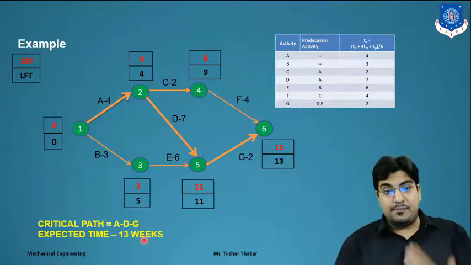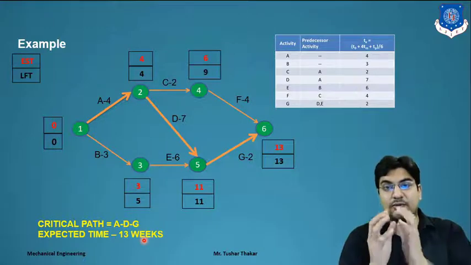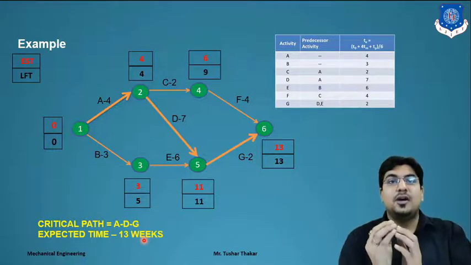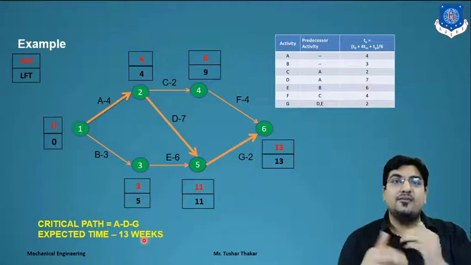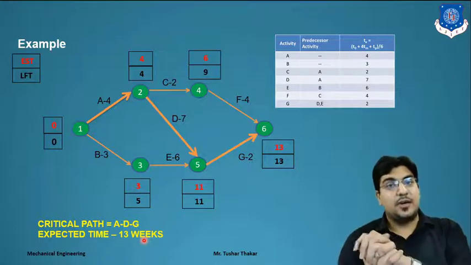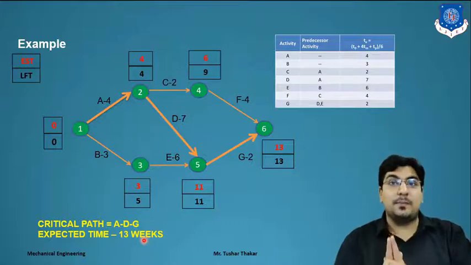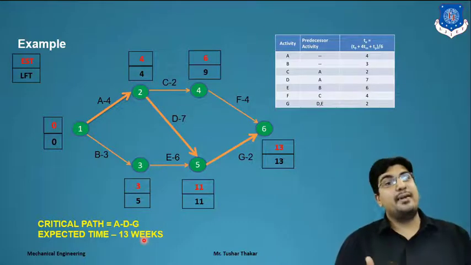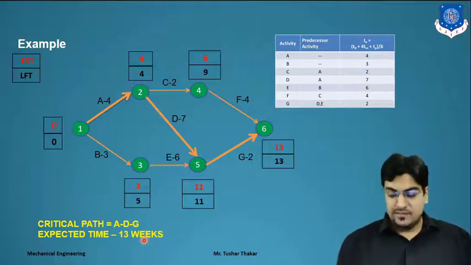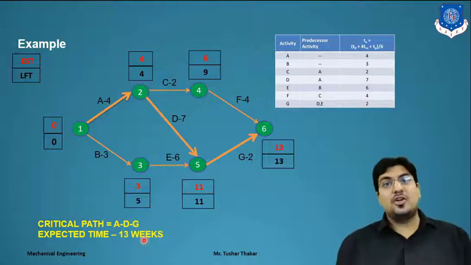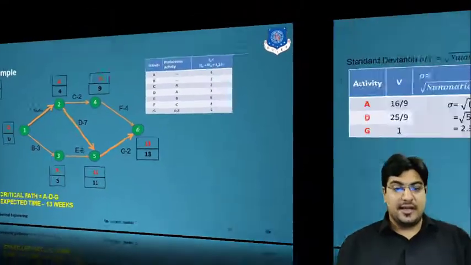What happens? In CPM we get an accurate value, an accurate projection time. So if we change any small activity, it will affect the whole project. But in PERT, what happens? We get an expected time, not a perfect time. The expected time may vary or not, right? So now we calculate the standard deviation in the next slide.